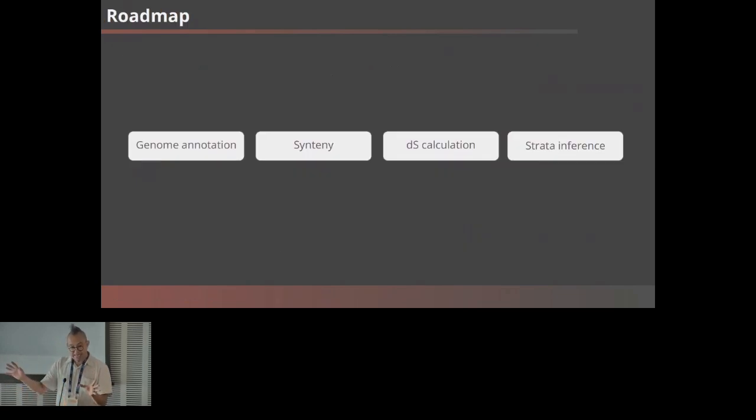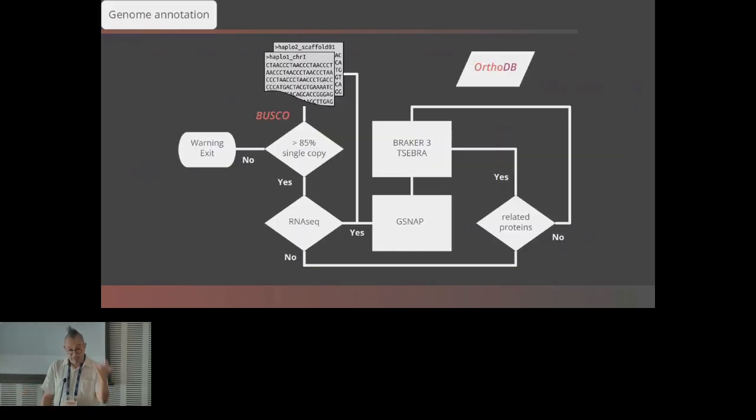And so what Cantan did is put all the different pieces of custom-made code and very environment-specific pipelines that I had for genome annotation, synteny determination, synonymous divergence calculation, and ancestral state-based strata inference into a single workflow that takes a genome and gives you evolutionary strata. There are 4 modules. The first is just genome annotation.